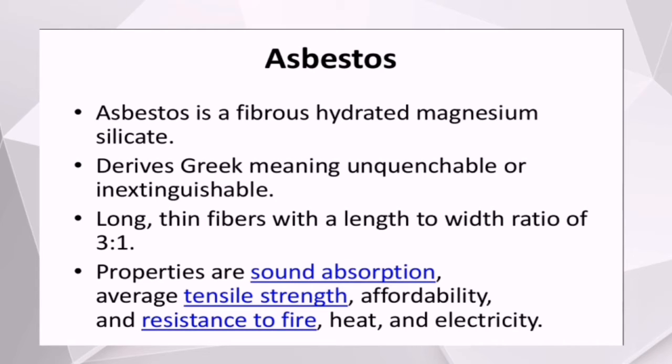So what is asbestos? Asbestos is a fibrous hydrated magnesium silicate. It is derived from the Greek word meaning unquenchable or inextinguishable. It has long thin fibers with a length to width ratio of 3:1. Its properties include sound absorption, average tensile strength, affordability and resistance to fire, heat and electricity. That is why it is used in insulation industries and also as soundproofing.